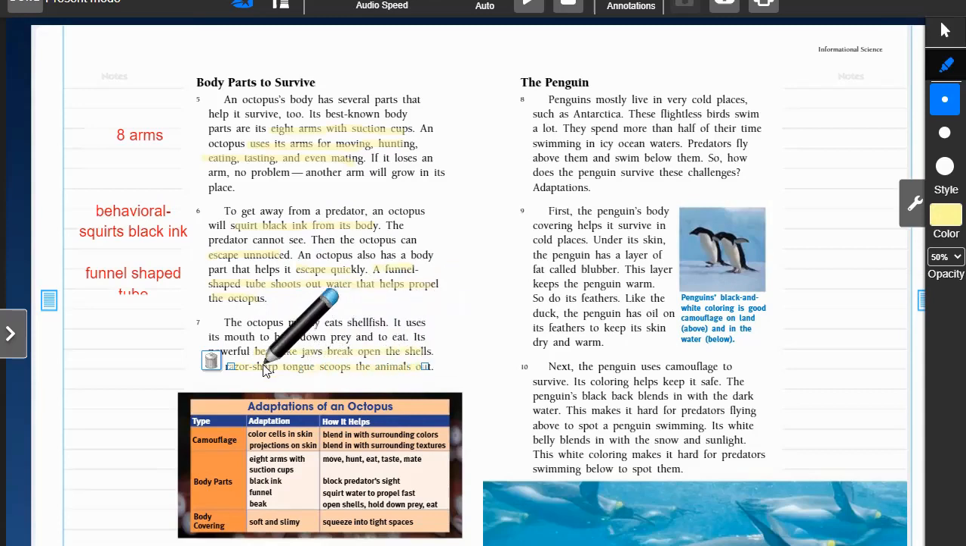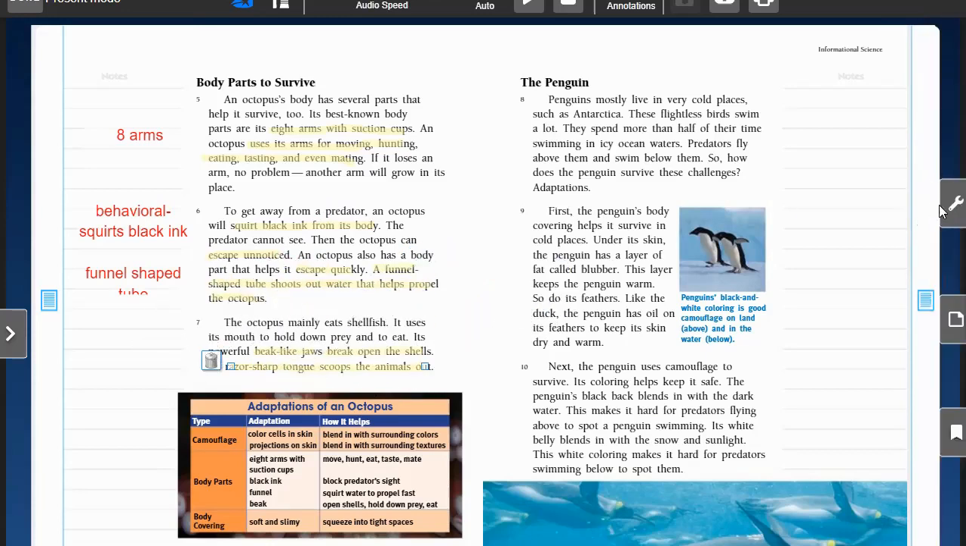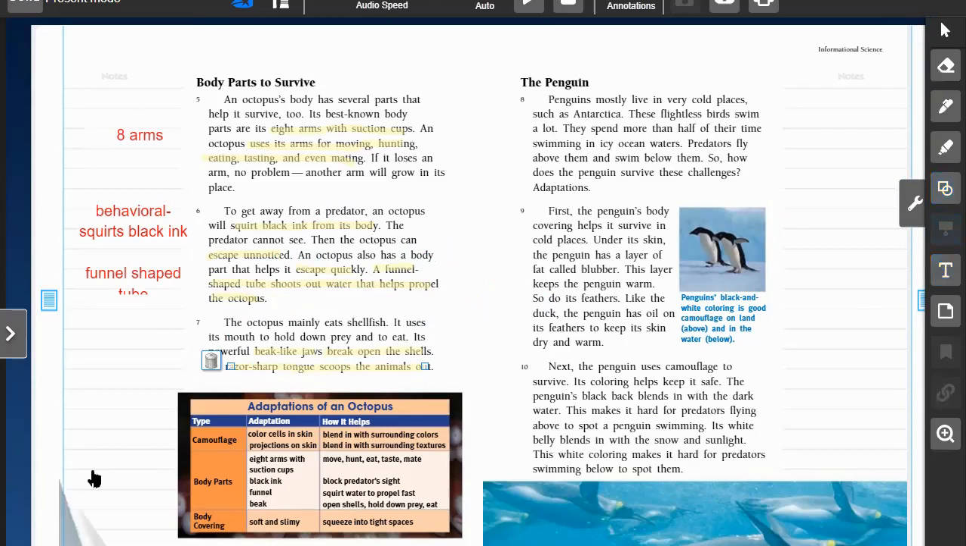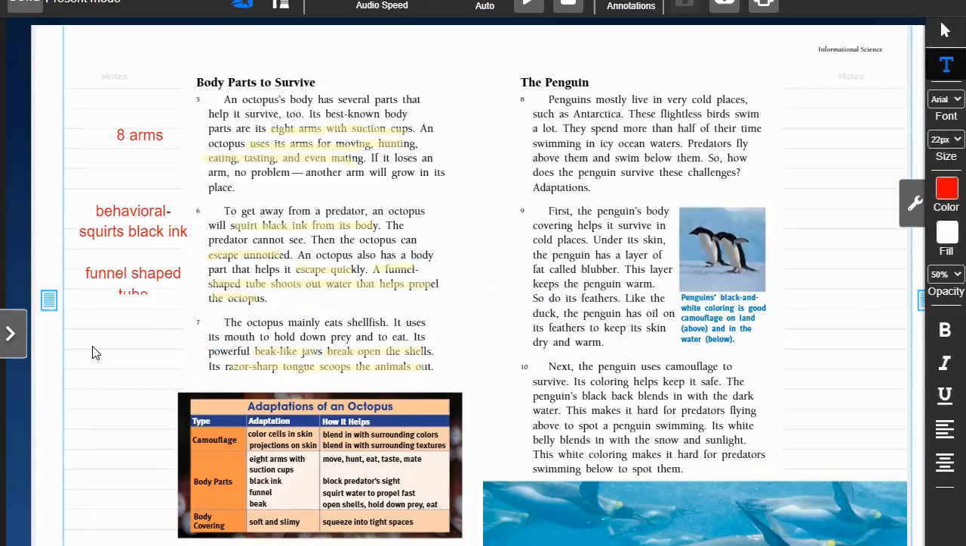So it uses its tongue kind of like a fork or like a knife to scoop out the shellfish, right? Definitely needs that. So let's also write that on the notes part. The two adaptations we just read about are beak-like jaw and razor sharp tongue.